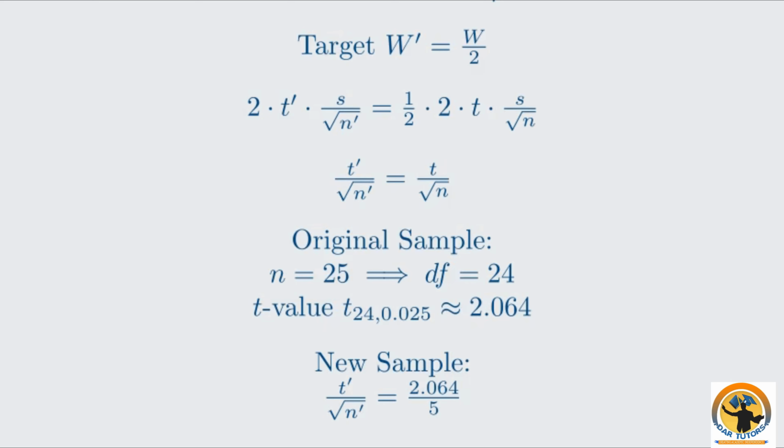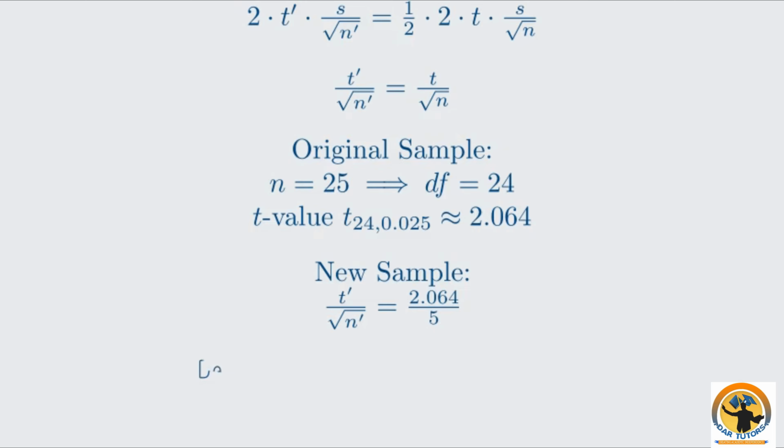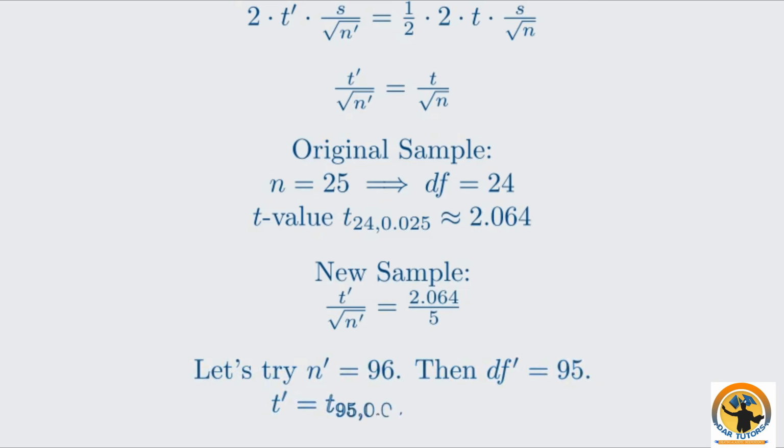Another approach is an iterative process. For now, let's assume the t-value changes, as that is more accurate. Let's test an n prime that would give a much smaller standard error. Let's try n prime equals 96. This is double the sample size of T4. For this, df prime is 95, and t prime is approximately 1.985.